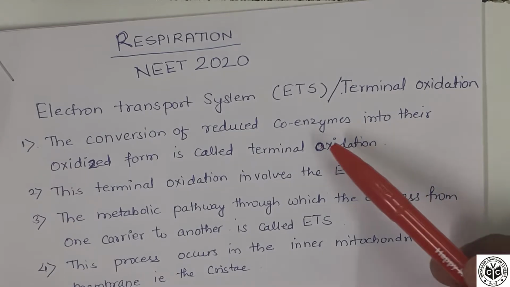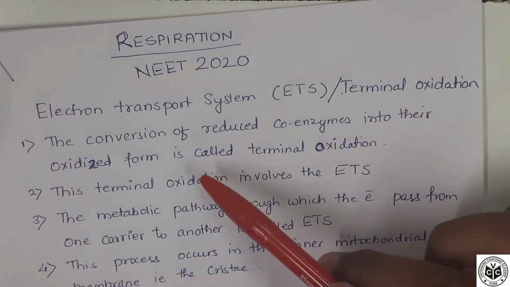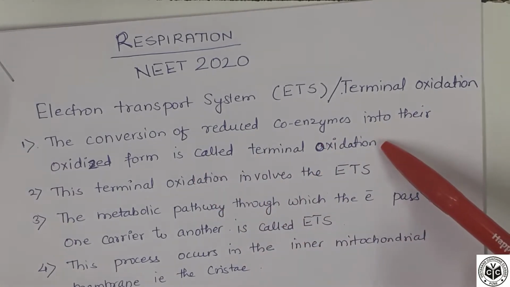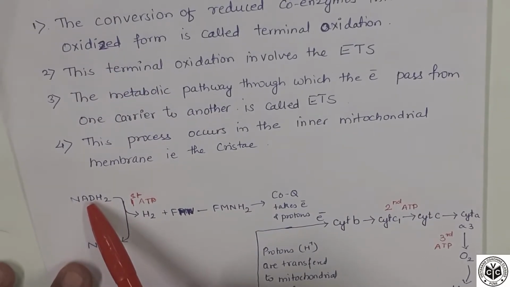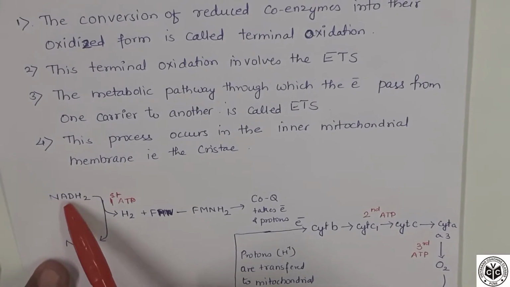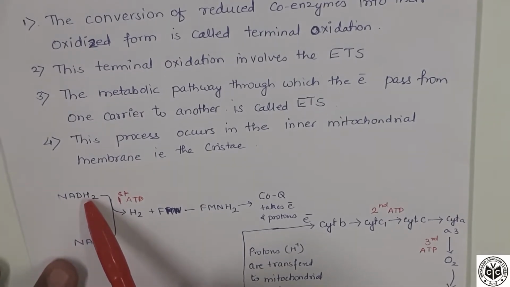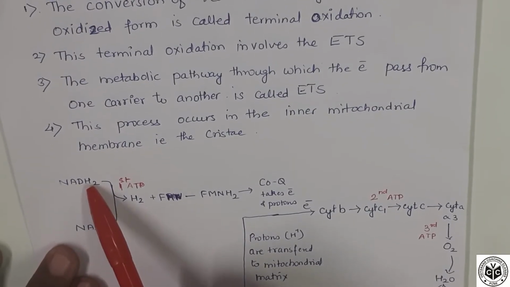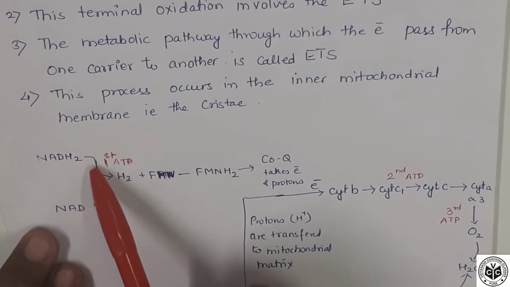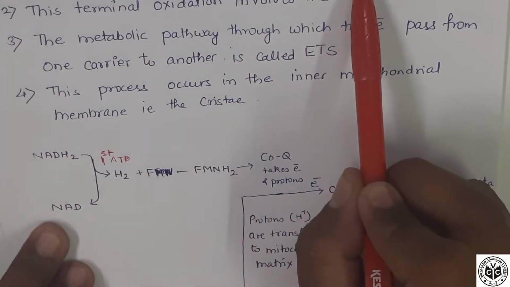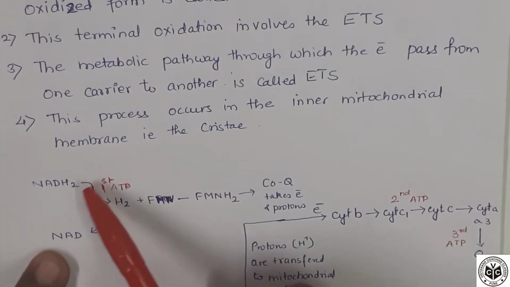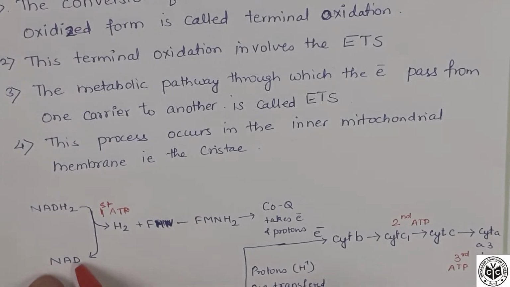The conversion of the reduced coenzyme into their oxidized form is called as terminal oxidation. Now, NAD is a coenzyme, nicotine adenine dinucleotide. NAD is the oxidized form. When NAD accepts H2, it gets reduced. Now, conversion of this NADH2 into NAD is called as terminal oxidation. So, NADH2 is oxidized and NAD is formed.